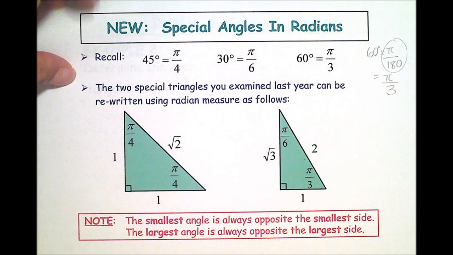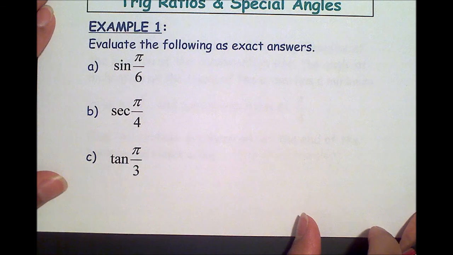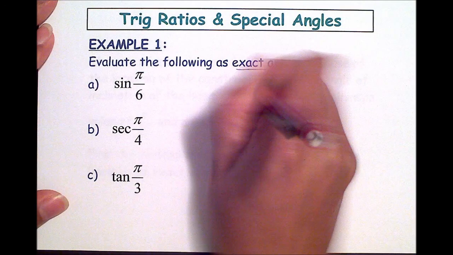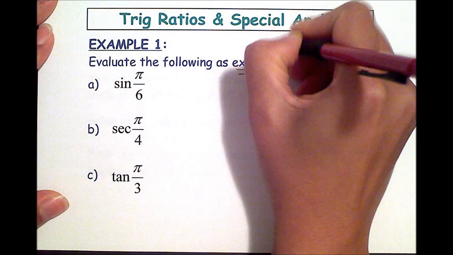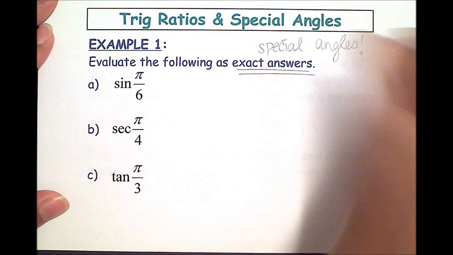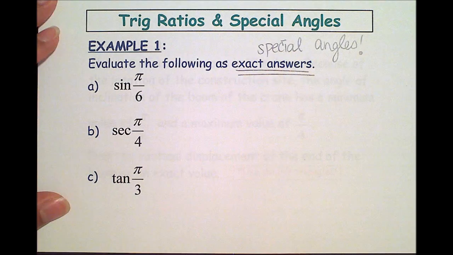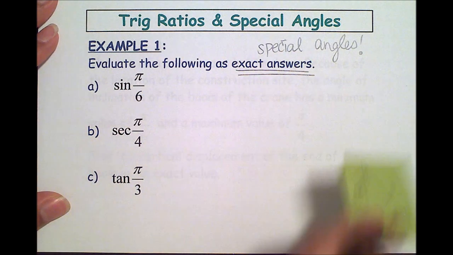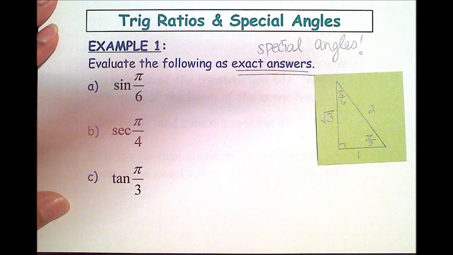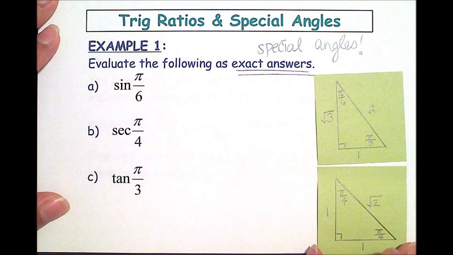So our first example asks us to evaluate the following as exact answers. So the fact that it says exact answers tells me I'm looking at my special angles. And so I'm looking for a sine of pi over 6. So the first thing I'm going to do is actually use my special triangles. And what I've done here is I've drawn them on a sticky note. So it makes it easy anytime I need to do a question. It'll make it quick and easy.